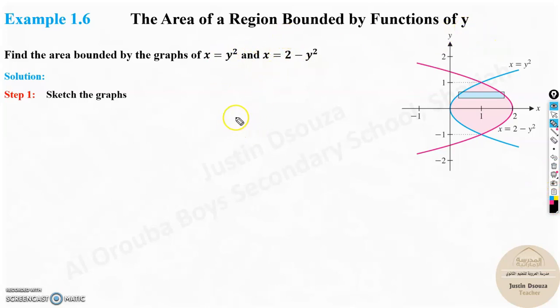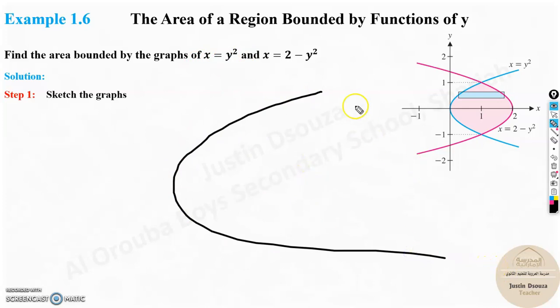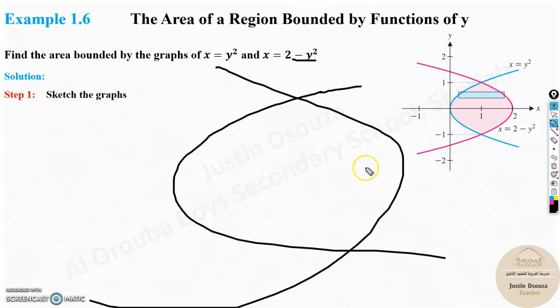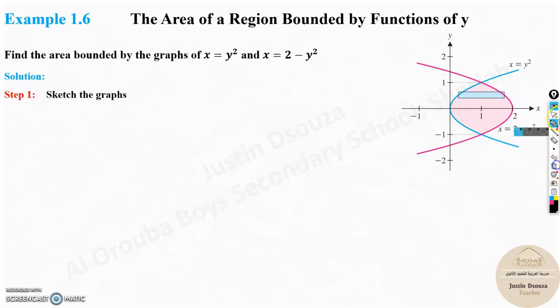So what happens? Here you must remember, whenever it's positive, it opens to the right side. Okay, whenever it is positive, it opens to the right side. Whenever there's a minus, it will be opening to the left side. That's it. Now this is how you understand. And if you equate, you do not even need this graph because you know it's going to touch at these two points. So equate them, find these two points and use the limits. This is just for understanding. Now which is the right graph? That is 2 minus y squared. The left graph is y squared.